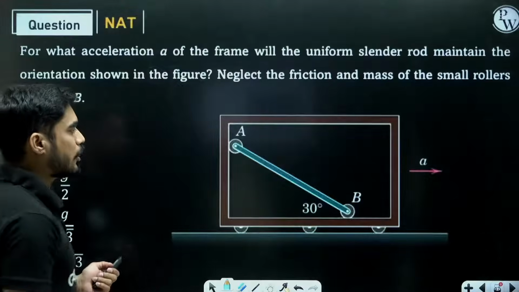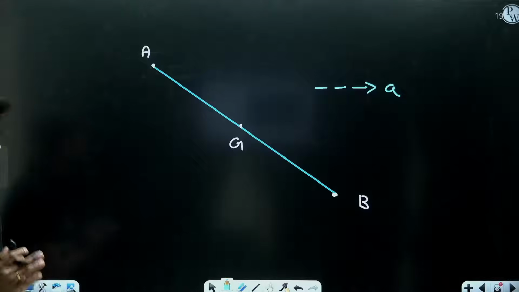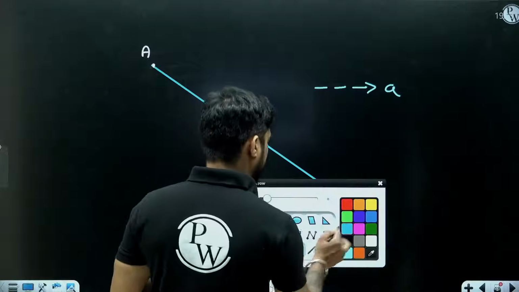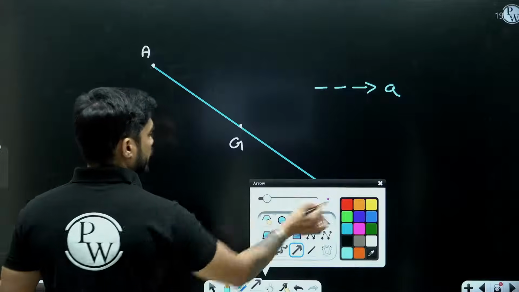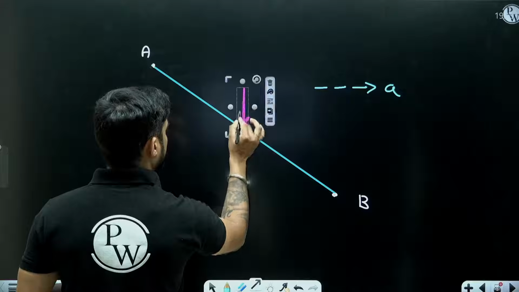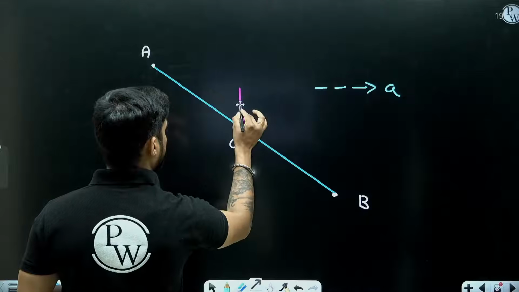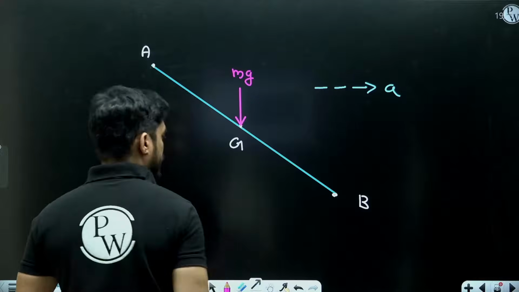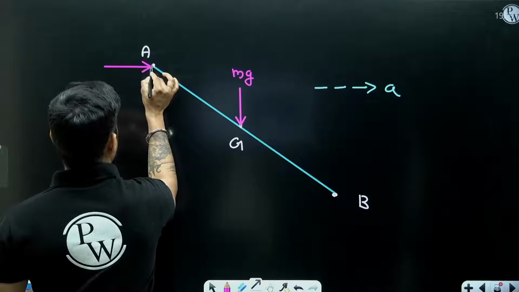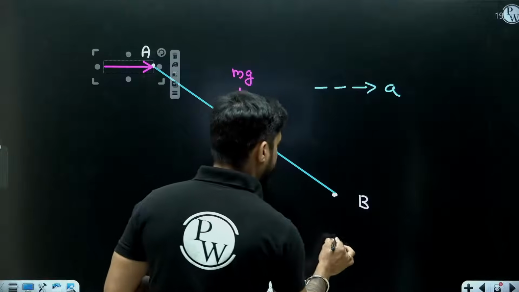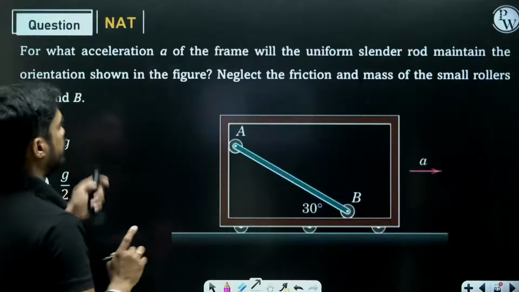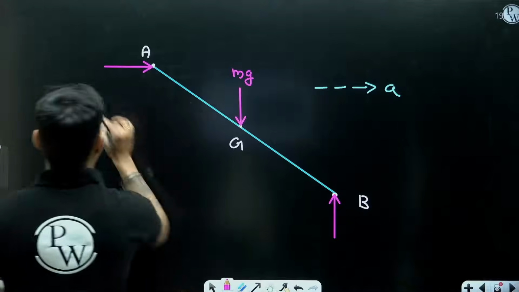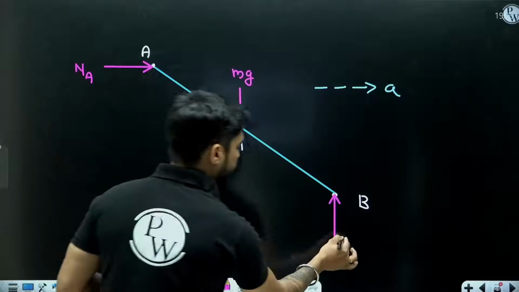Now, you have to find the value of A. How can you find it? Draw the free body diagram. The weight will be acting at point G, and it will be mg. There will be normal reactions at A and B. There will be no friction, since they have told us to neglect the friction of the small rollers. So this is NA, this is NB.